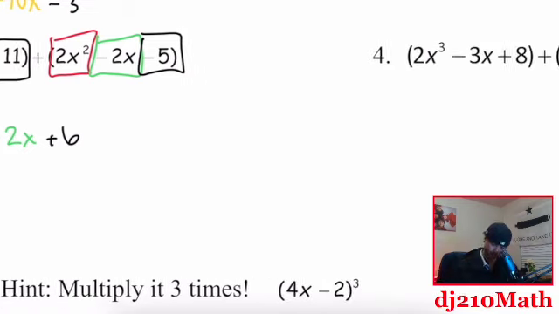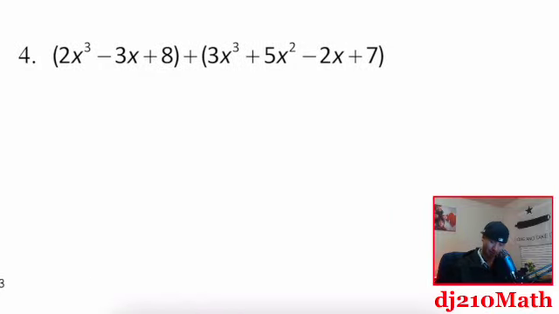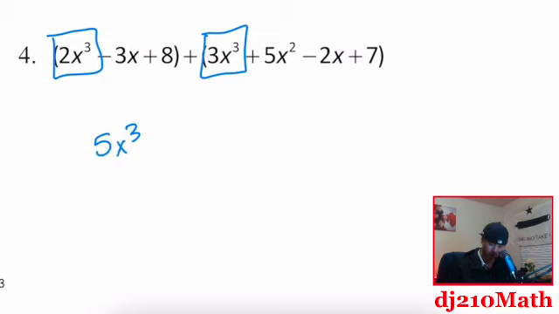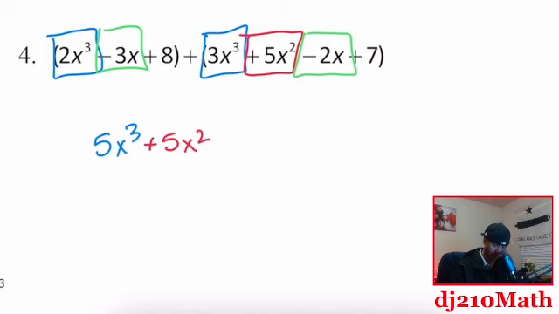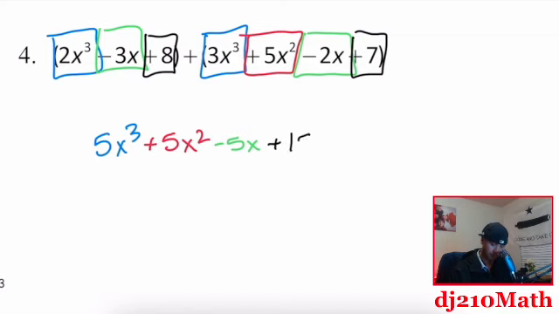All right. Again, combining like terms. So there's 2 x cubes. So 2 plus 3 is 5 x cubed. X squared is only the 1. There's 2 x terms. So negative 3, negative 2, negative 5. And then 7 plus 8, 15. So combining like terms, since adding's ideal.